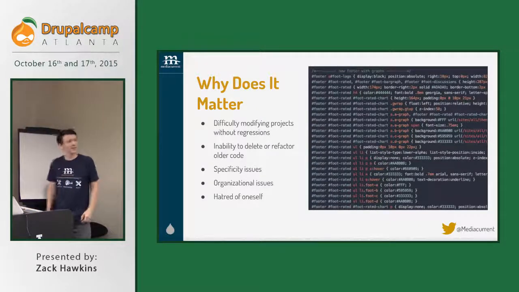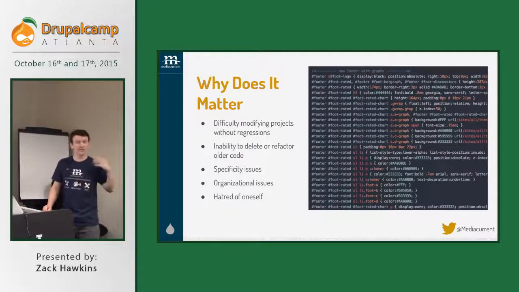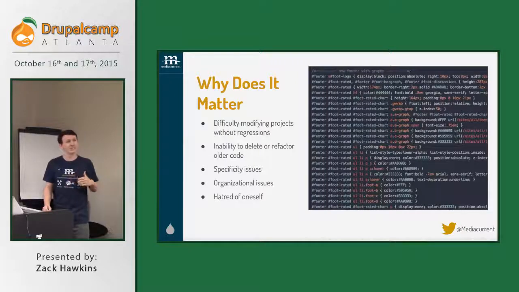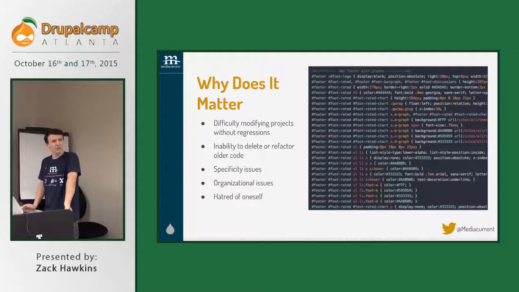What was I thinking? So obviously, as I found, I had difficulties modifying projects without regressions. You want to change this, and all of a sudden it affects something else you didn't mean for it to change. I couldn't delete anything because I didn't know what was affecting what. Because of the cascade, styles were affecting components, and I couldn't delete this because of that without wrecking the whole site, and I ran into specificity issues.